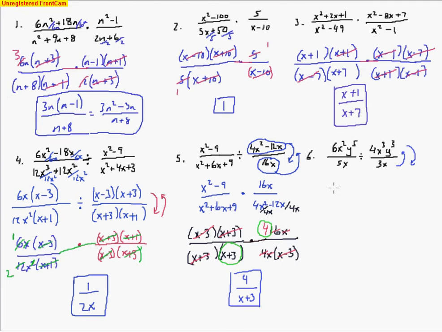So I'm going to rewrite this 6x squared y to the 5th over 5x. We're now multiplying by 3x. Notice the 3x goes on top, and notice it changes to a multiplication sign as well. And then we get the 4x to the 3rd, y to the 3rd on the bottom of the fraction. And so from this point, I can go ahead and rewrite this as one big fraction.